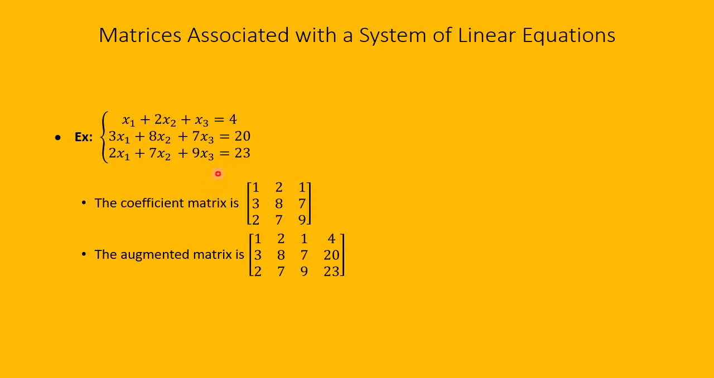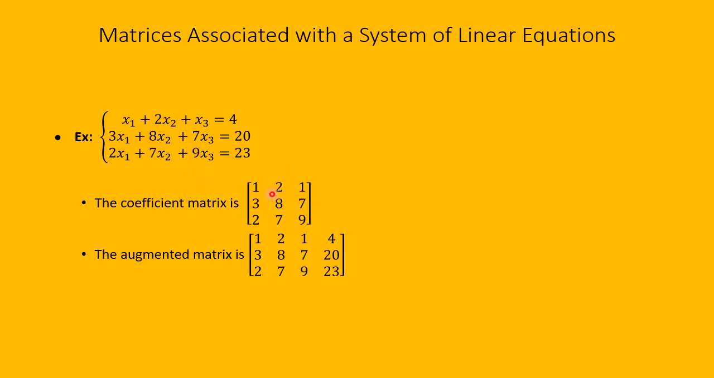The coefficient matrix for this system of equations is just this matrix here, 1, 2, 1 in the first row, second row 3, 8, 7, third row 2, 7, 9. We can see that they came from the system right up here by looking at the coefficients. 1, 2, 1, 3, 8, 7, 2, 7, 9.